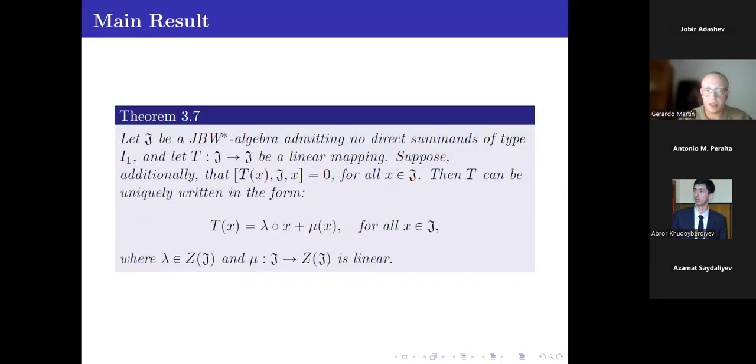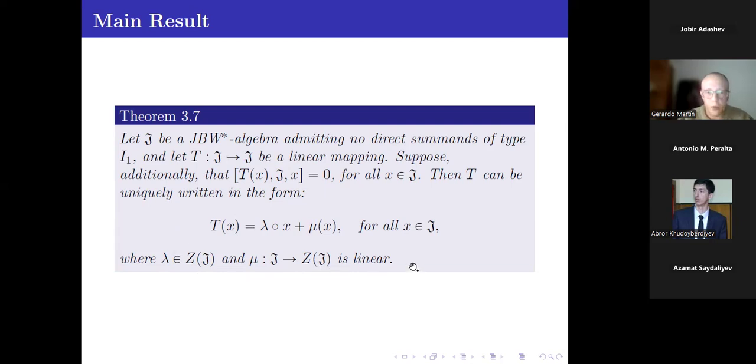The result we obtain is the one I stated before: when we have a GB-star algebra admitting no direct summands of type I1 and T is a linear mapping such that the associator of every element x and the image T(x) is equal to 0, this is, operator commute, then T can be uniquely written in the following form, where lambda is a central element of J and mu is a map from J to the center of J. This map is linear.